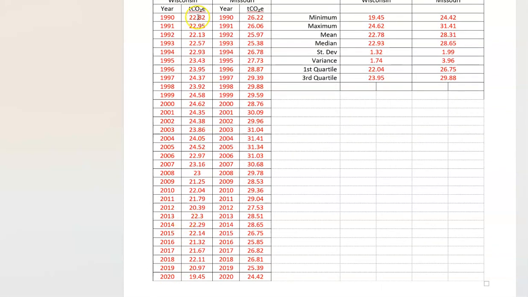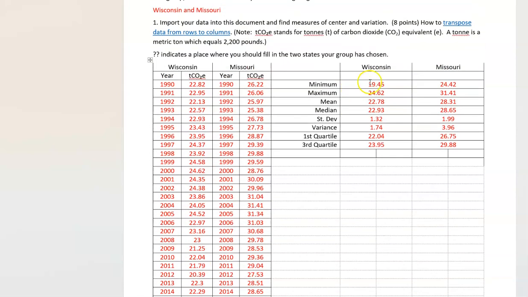Then you're going to take the data from each row, and you're going to find the measures of center and variation for each state, for Wisconsin and then for Missouri. We've done that in previous assignments this quarter, so you can look back and see how to find measures of center on GeoGebra, or you can use Excel, whatever program you prefer. The only thing that GeoGebra doesn't show you is the variance. And the variance is the standard deviation to the second power. So once you know the standard deviation, you take that to the second power. Again, this is a sample, so you should be looking for sample standard deviation, not population.